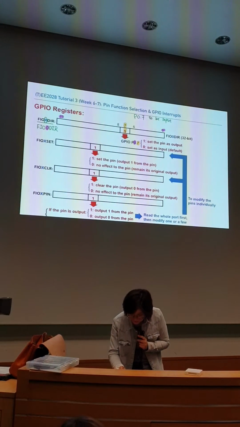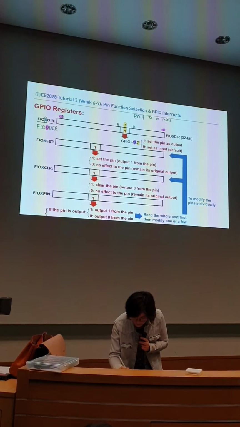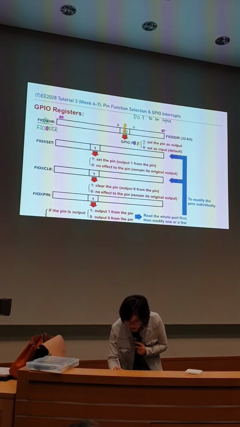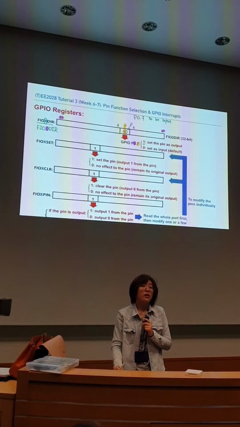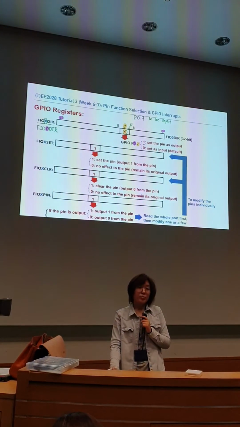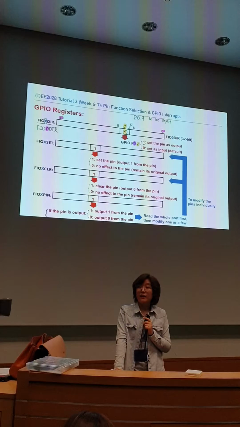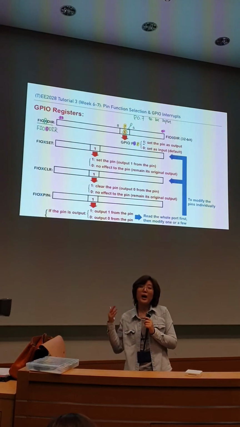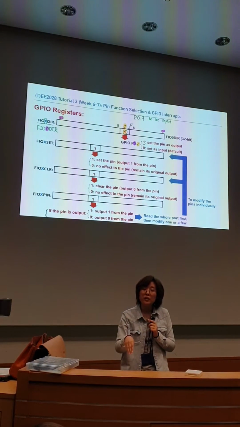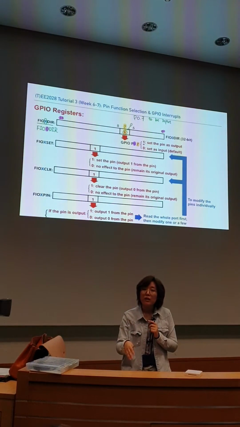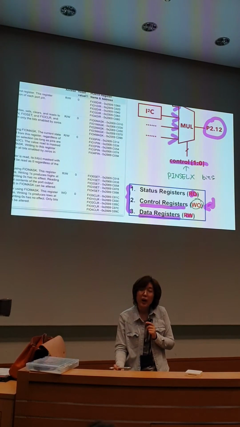If you write 1 to this location, basically you set the pin as output. If you write 0 here, basically you are setting the pin as input. This is how to use FIODIR. Get the idea? Basically you are writing to this register. So it's a control register. That's why here you can only do write only. You can only write to it.